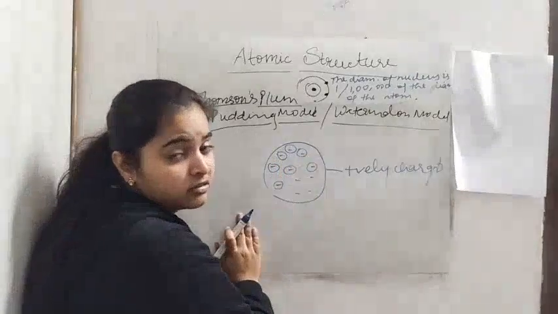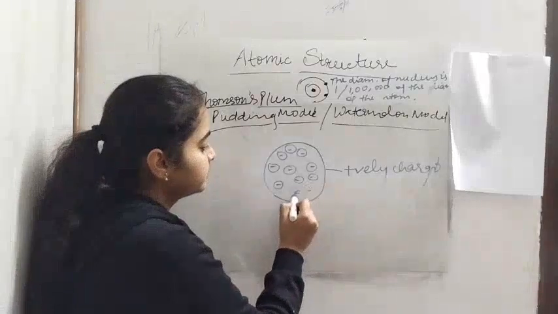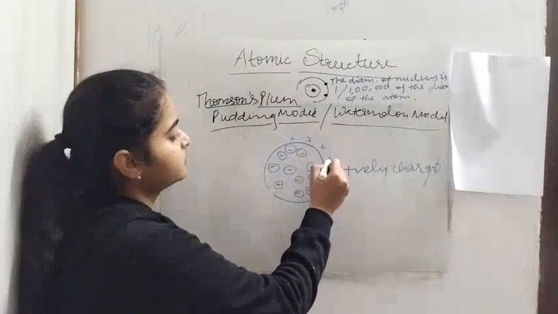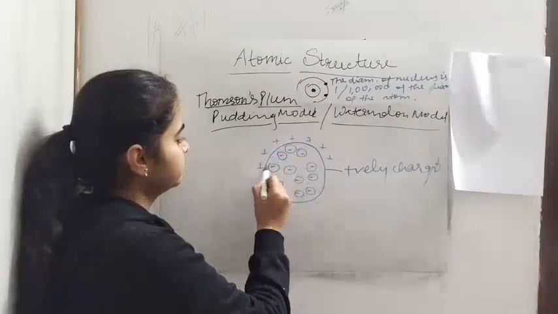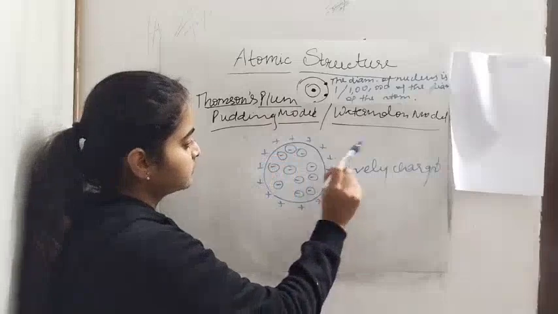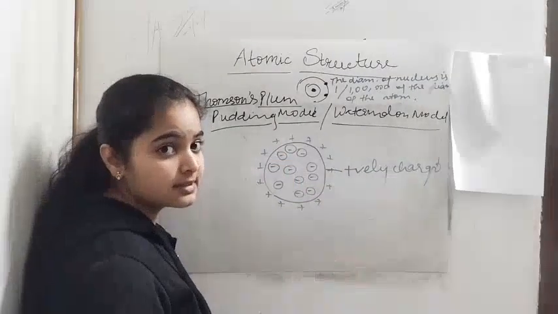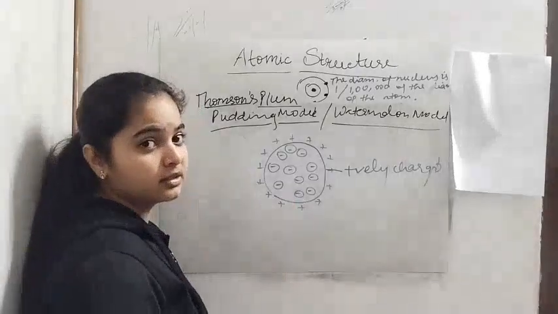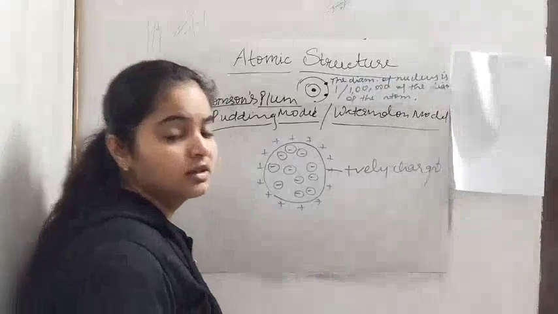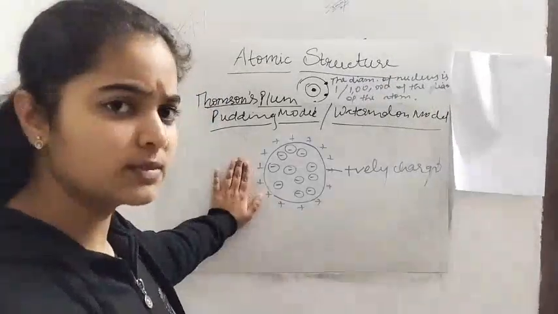This model failed to explain the shielding effect. This is positively charged, according to him. Shielding effect occurs due to the orbits and shells. So here there are no orbits. So Thomson failed to explain the shielding effect. So this was the model given by Thomson.